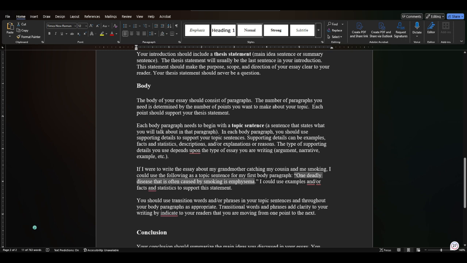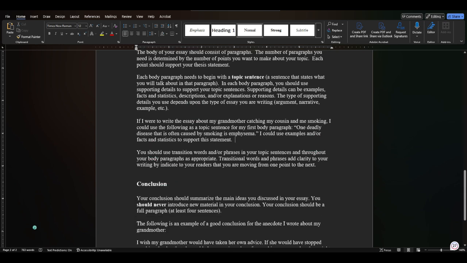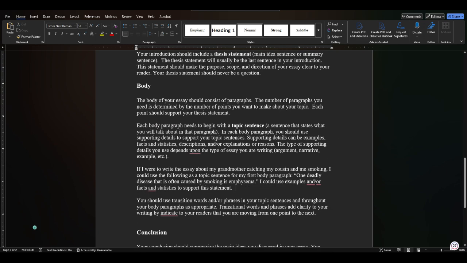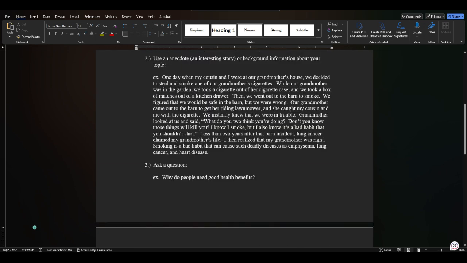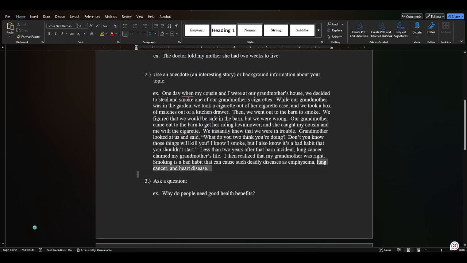And then I'm going to use examples, facts and figures, statistics, all of that information to support the fact that emphysema is deadly and it's caused by smoking. And then I'm going to do the same thing for my other two body paragraphs, just about lung cancer, the second one, and heart disease, the third one.